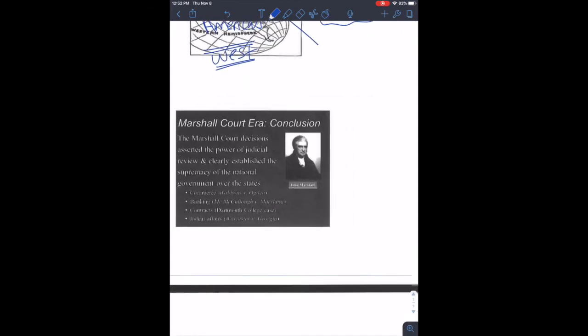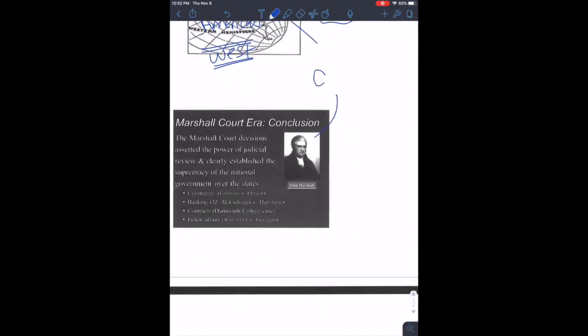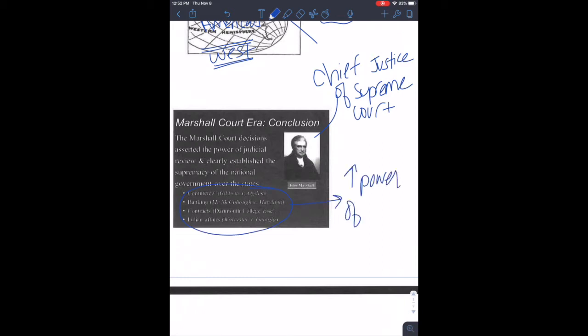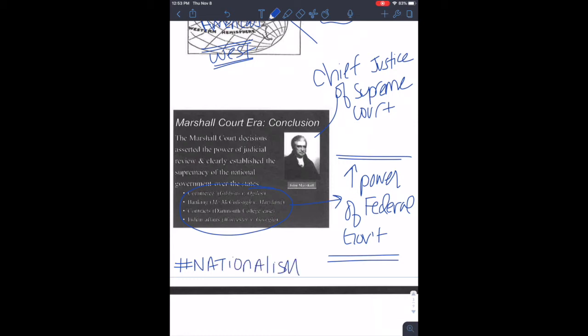And during this time, the head of the Supreme Court, the Chief Justice, is John Marshall. Under John Marshall, the Supreme Court is going to rule in favor of the federal government. So in court cases like McCulloch versus Maryland and Gibbons versus Ogden, we're going to see that the rulings are important because they increase the power of the federal government.